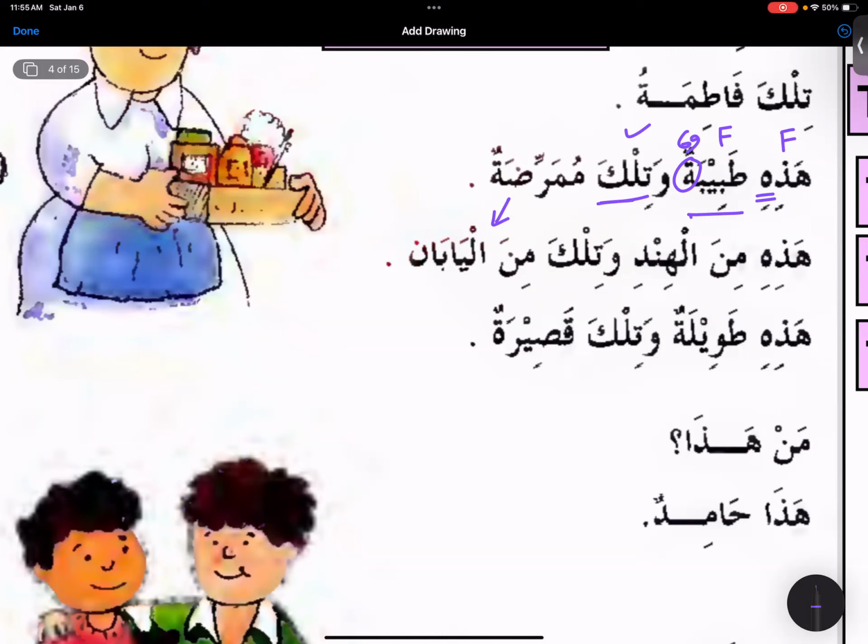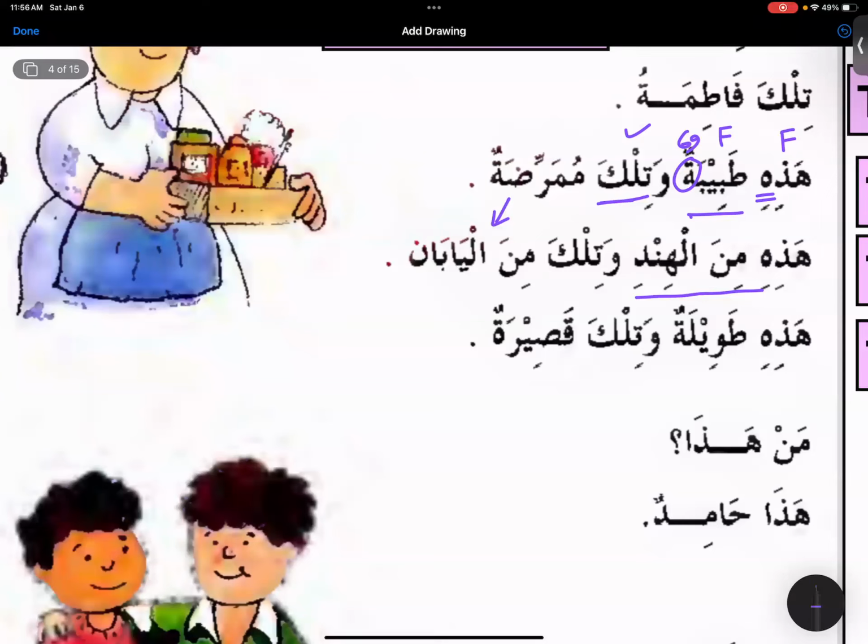Exactly. Okay, and now what do we notice over here? Min al-Hindi. Do we know this fragment? Jar majroor. Min is harf jar and Hindi is ism majroor.